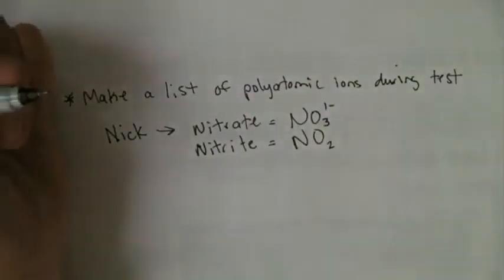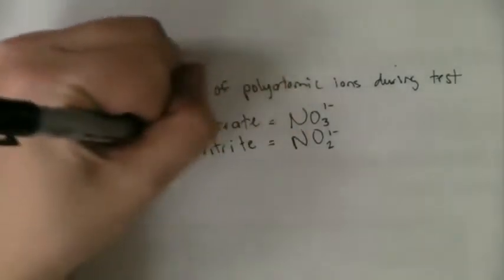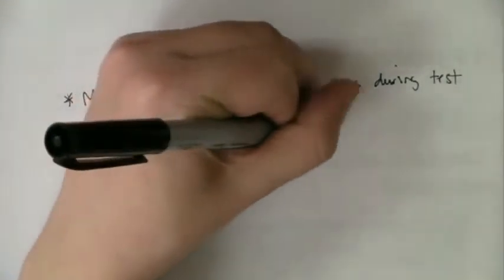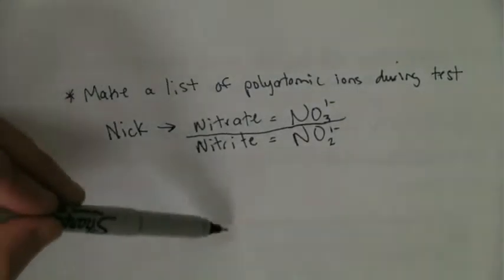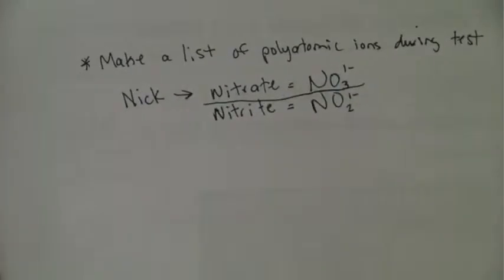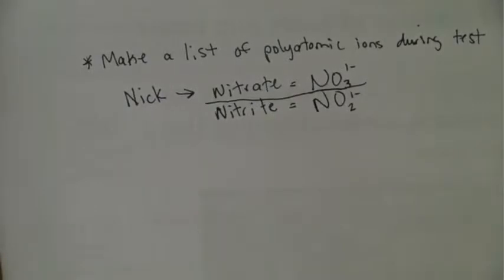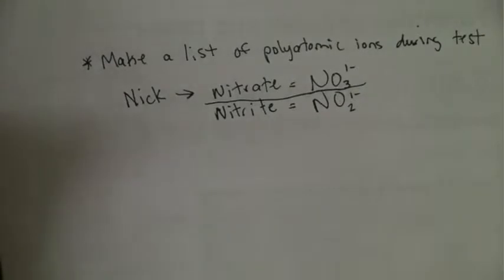Very good. And what charge does it have? Same charge, right? The charge isn't going to change. So nitrate, NO3, nitrate, NO2. As you go through a test, make a continuous list of polyatomic ions so that you're not constantly having to look back at the words in the sentence to figure them out. Do that. I personally find that to be the most efficient way to take a test. Okay? Someone's coming. You're good.